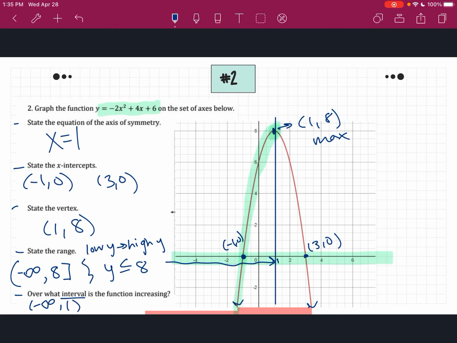Now remember, at the vertex, it's a changing point, so it's not increasing anymore. Some other ways you could have written this are negative infinity is less than x is less than 1. That's what those parentheses mean. Or we could just say any value where x is less than 1, it's increasing.